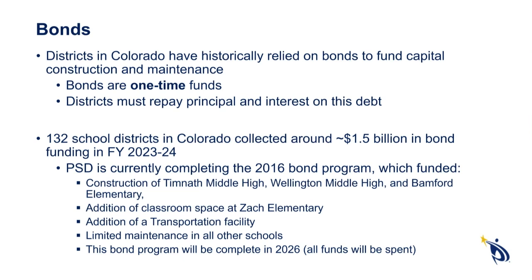And then some interesting things around a bond. So like for us, our most recent bond, our 2016 bond, what that did is it did a number of things for us. It did the construction at Timnath Middle High School as well as Wellington Middle High School. It also did construction at Bamford Elementary. We did some classroom space in the form of an addition at Zach Elementary. We had an addition of a transportation facility that's right outside here over kind of kitty corner to where we're at. And then we also had limited maintenance included in that bond. We had a $40 million maintenance line item in there for maintenance in all schools.